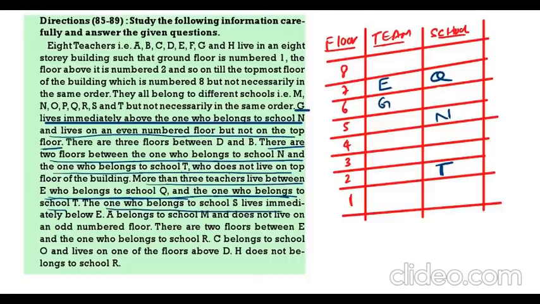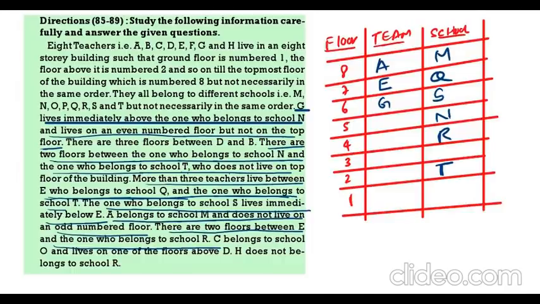The one who belongs to school S lives immediately below E, so school S is G. Then there are 2 floors between E and the one who belongs to school R. So E, after the 2 gap, school R, 4th. A belongs to M and does not live on an odd number, so A lives on an even number. Only the 8th is left like that.